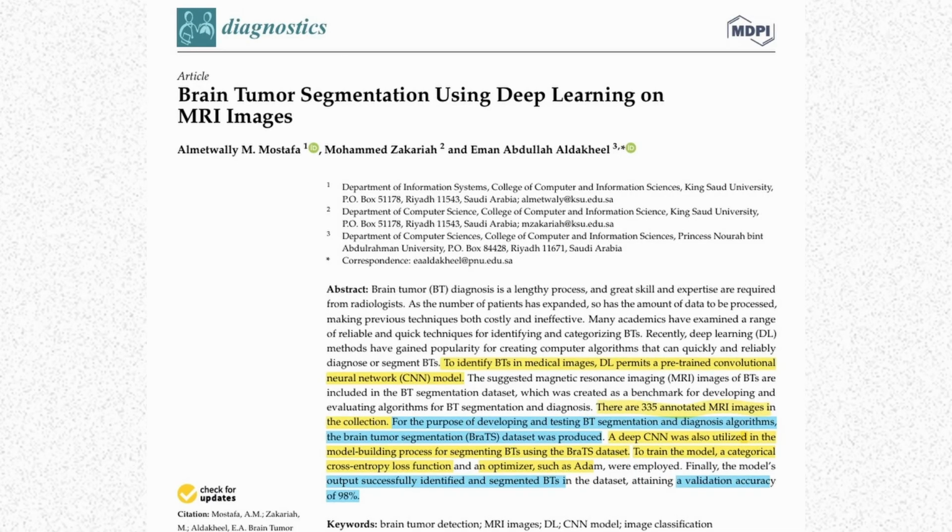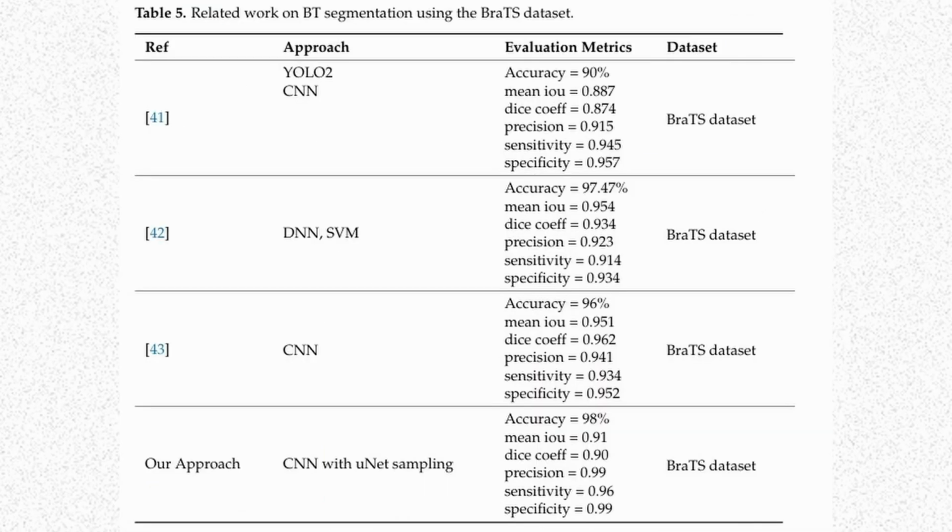A 2023 study by Mustafa and colleagues highlights the incredible potential of BraTS. Using 335 MRI images from the dataset, they trained a pre-trained convolutional neural network to detect and segment brain tumors. The result? An impressive 98% accuracy, an indication of the dataset's quality and its role in advancing tools for diagnosis.